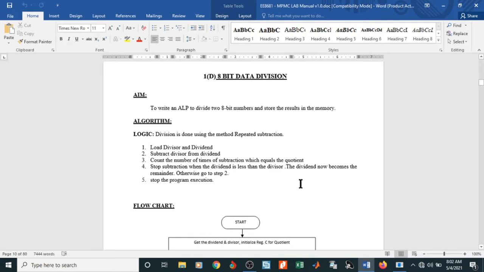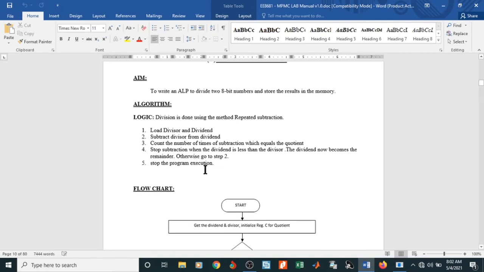8-bit data division. To write an assembly level program to divide two 8-bit numbers and store the results in the memory. So if you look at the algorithm, first you are going to load the divisor and the dividend, then subtract the divisor from the dividend. So count the number of times of subtraction, which equals the quotient.